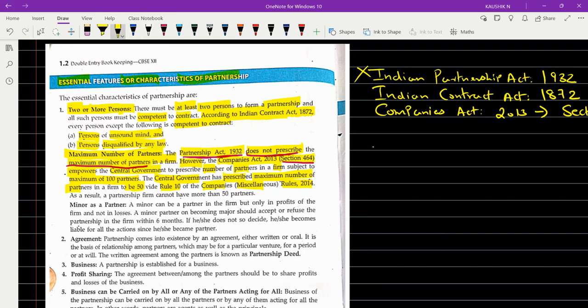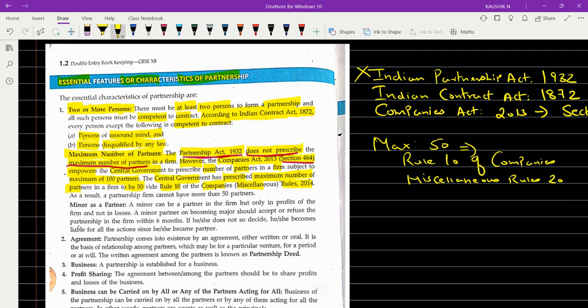Okay, so now you can see the maximum is restricted to 50 as per what aspect and as per what act? As per Rule 10 of the Companies Miscellaneous Rules 2014. Okay, so this 50 is based upon what? It is based upon Rule 10 of the Companies Miscellaneous Rules. Okay, that is very important.